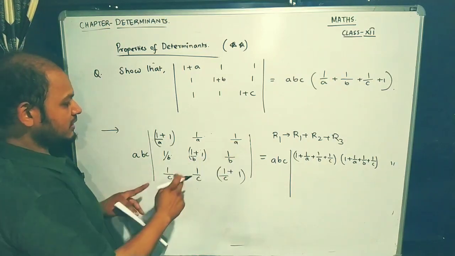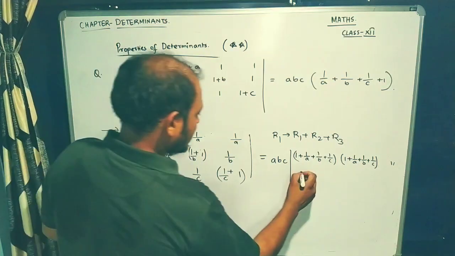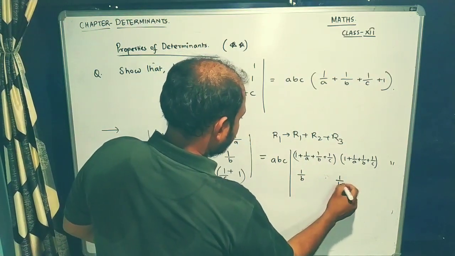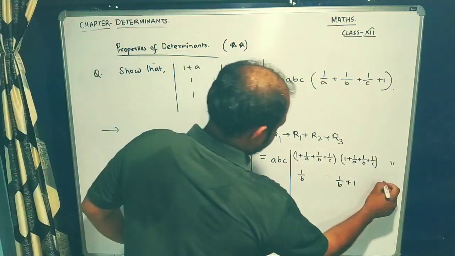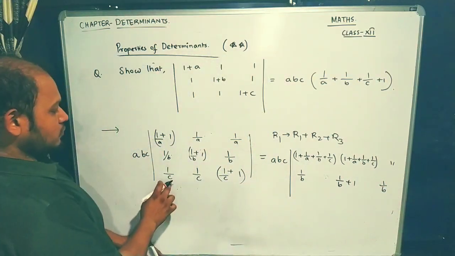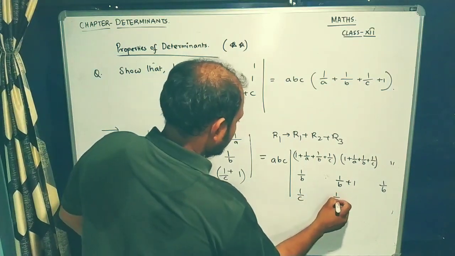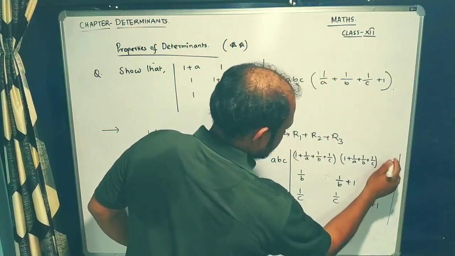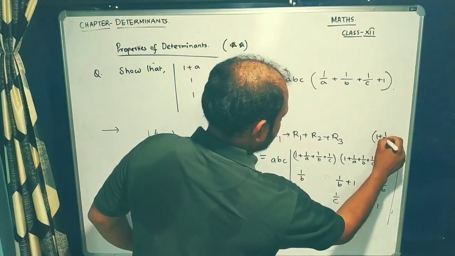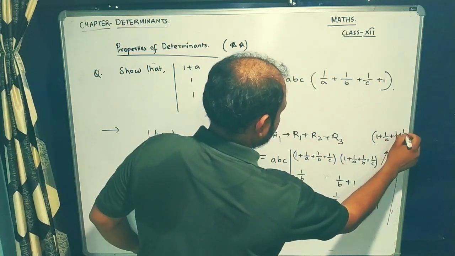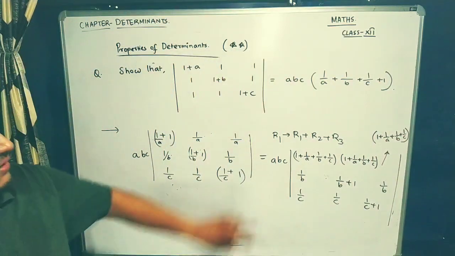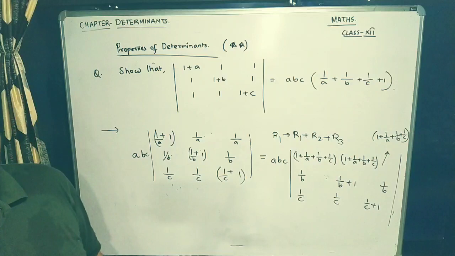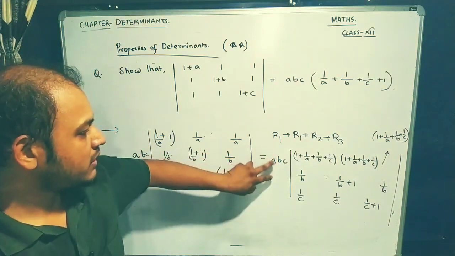Then the second row and the third row, they are the same. The second row is 1 by b, then 1 by b plus 1, then 1 by b. Then the third row is 1 by c, 1 by c, and 1 by c plus 1. Remember, this is 1 plus 1 by a plus 1 by b plus 1 by c. So again you see that in the first row, you have this term as a common term here. So again, according to property number 2, you can take this term common and take it outside.